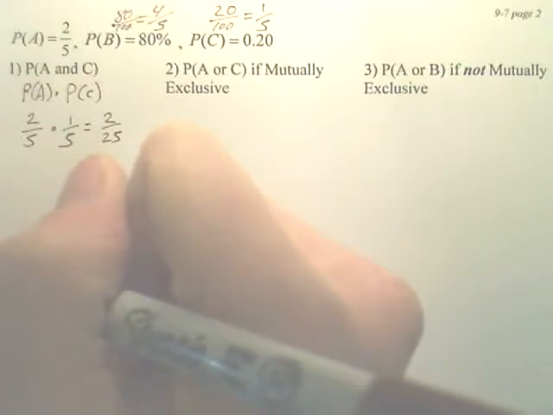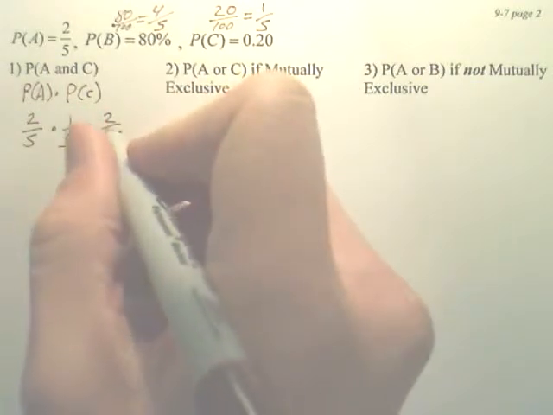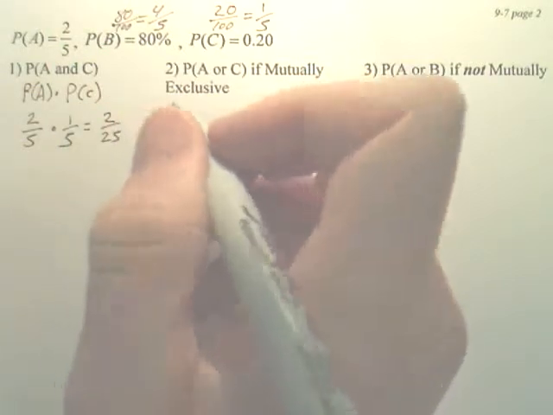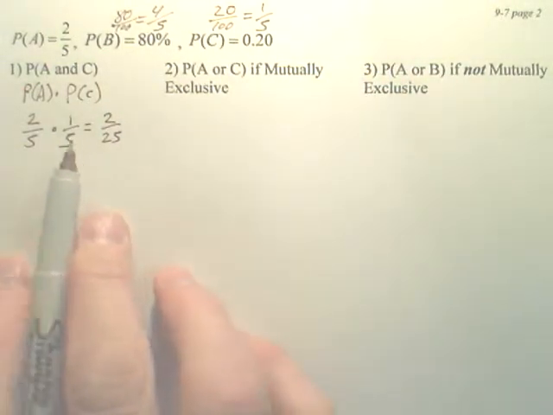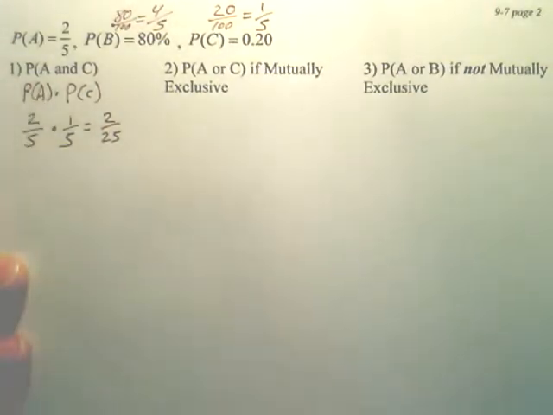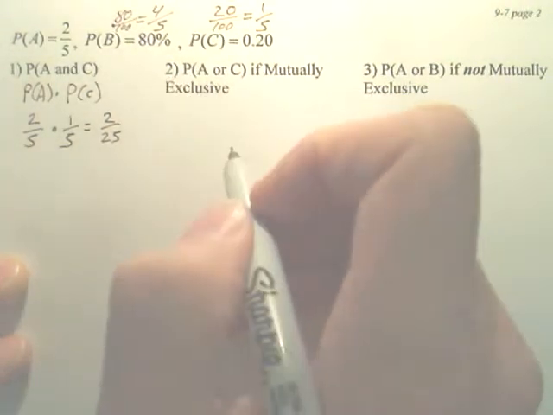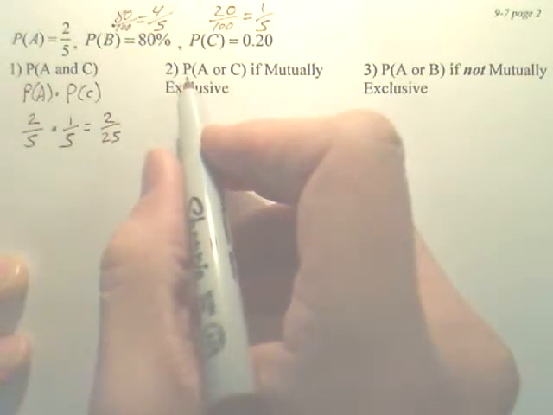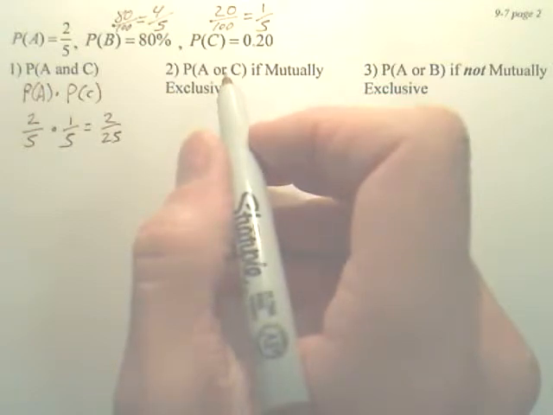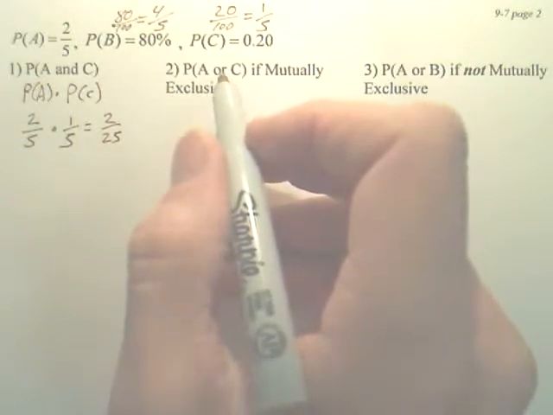Now, could I change that to something different? Yeah, but let's just, are we okay so far? I could change that to percentages. That would be 8%. You could change that to a fraction, a decimal. Anyways, by the way, the probability of two events. Number 2, we're looking at probability of A or C, meaning one event has the characteristics of A or C.